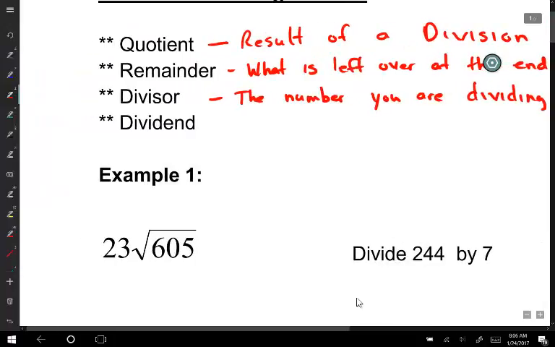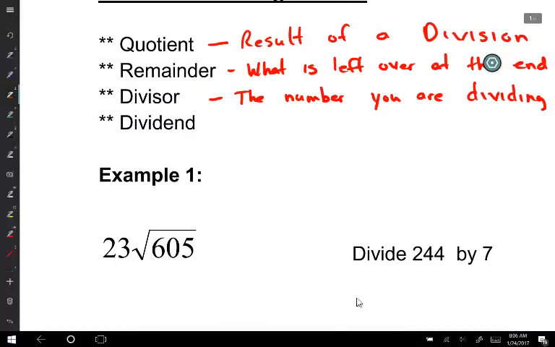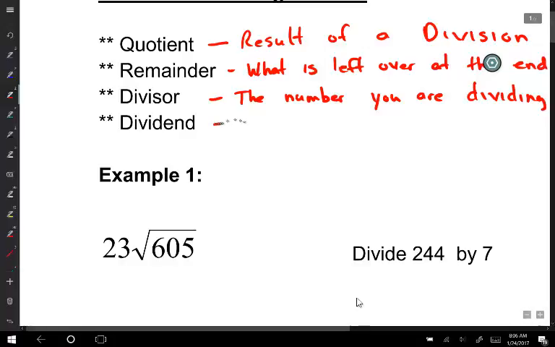And therefore the dividend, who can put that into words? Somebody new. Dividend, how would I put that into words? Paul, Catherine, Aaron? Dividend. How would you say, what is the 605? How would you put that in words? The number that's being divided. Good. The number that is being divided.